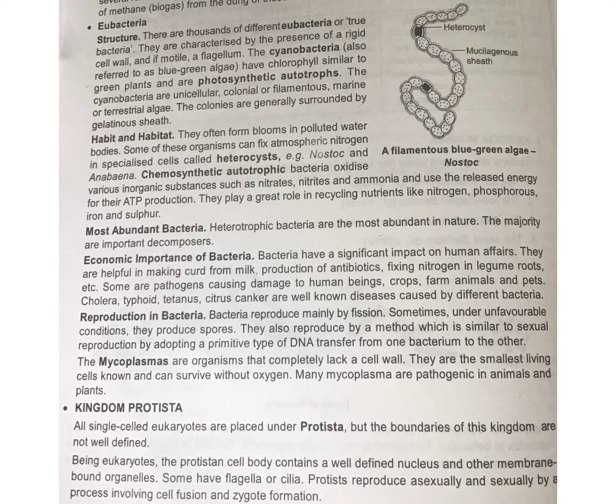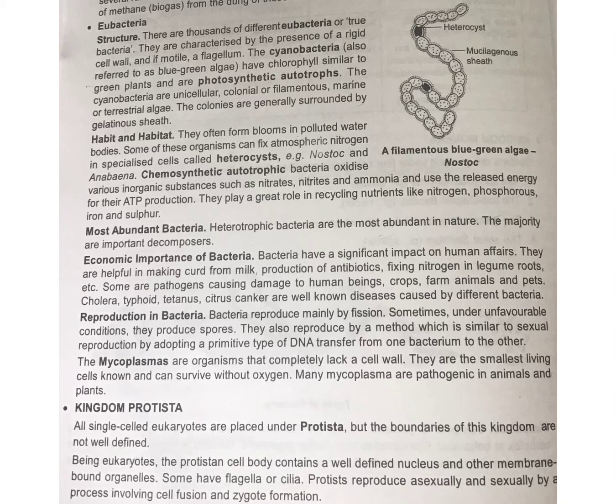Let us see the two categories of eubacteria. First category is known as cyanobacteria, more commonly called blue-green algae. Though it is not an algae, the name is given like this. It is considered as cyanobacteria because they have chlorophyll pigment which is very similar to that found in green plants, and they are photosynthetic autotrophs. They can prepare their own food.